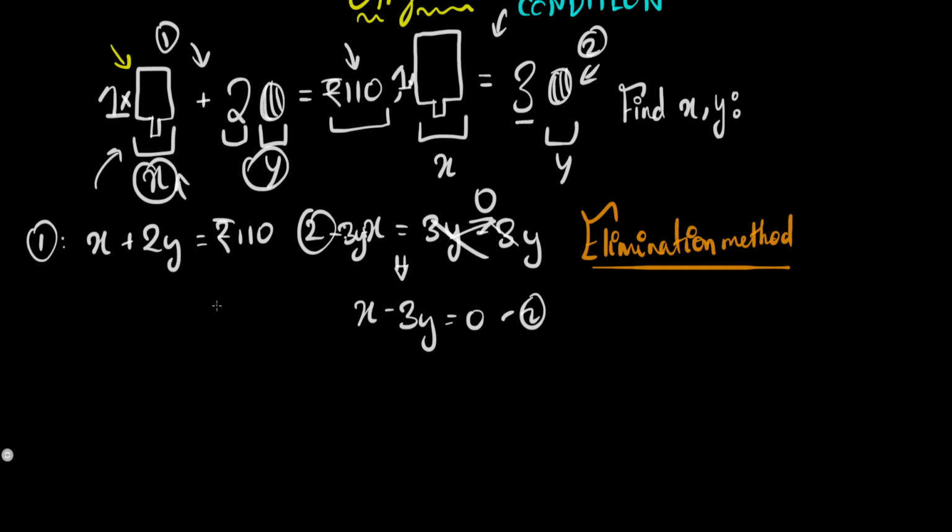Alright, I have to eliminate one variable. What could I eliminate? I see x and x has a coefficient of one, and it's just one thing.